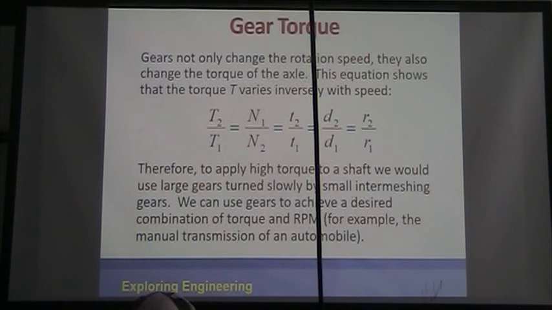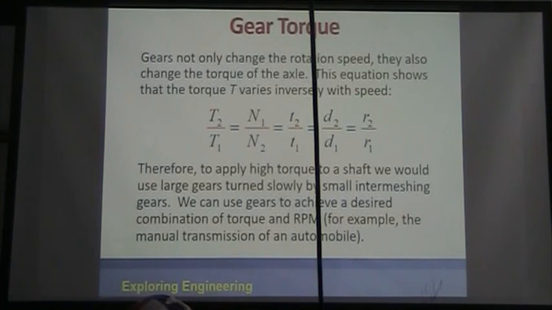Gears not only change the rotational speed, they also change the torque of the axle. This equation shows that the torque, T, varies inversely with speed. So T2 divided by T1 equals N1 divided by N2 equals D2 divided by D1 equals R2 divided by R1. R2 and R1 are the radius of the gears. Really, you already had that information here with D2 divided by D1. So, oh well, whatever.